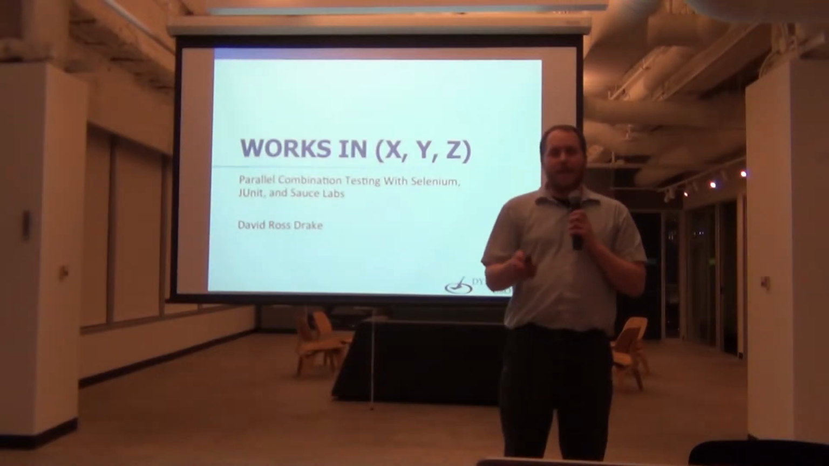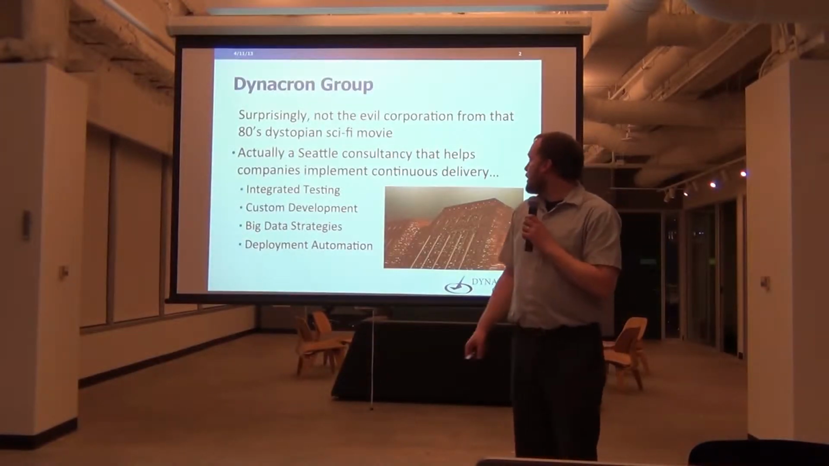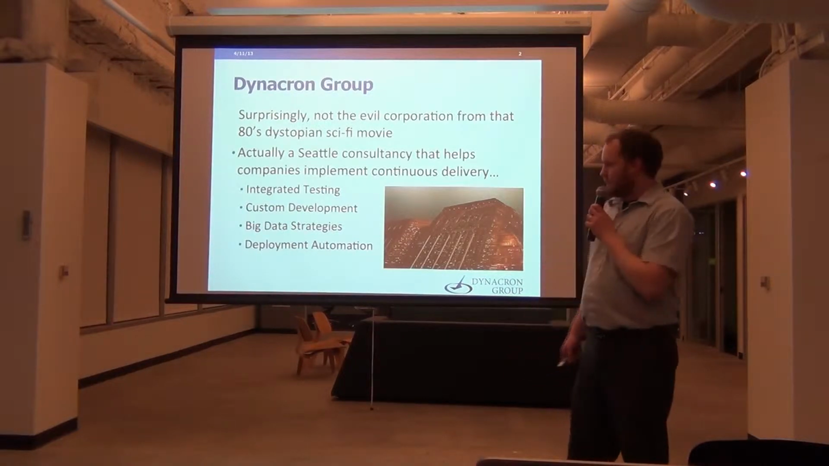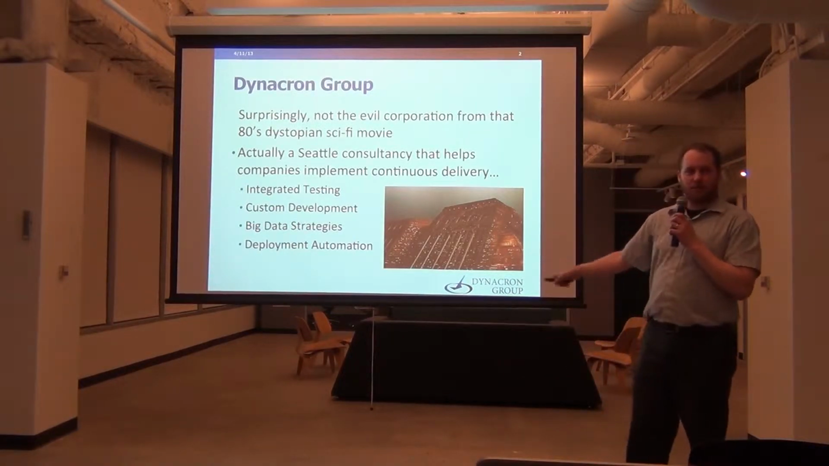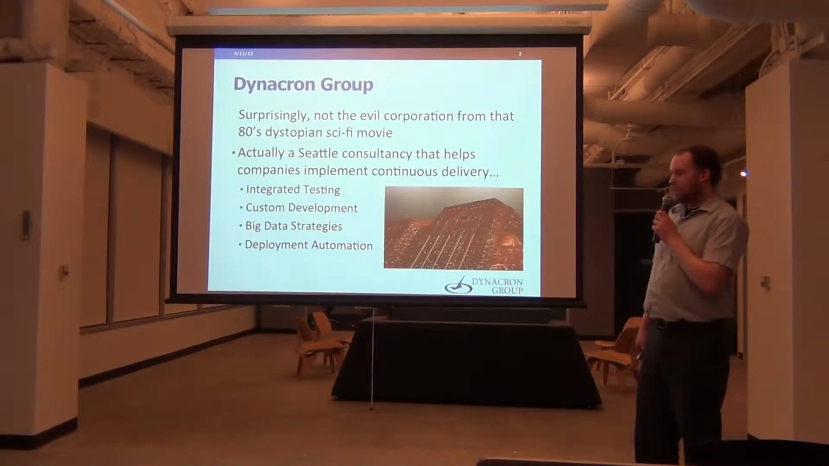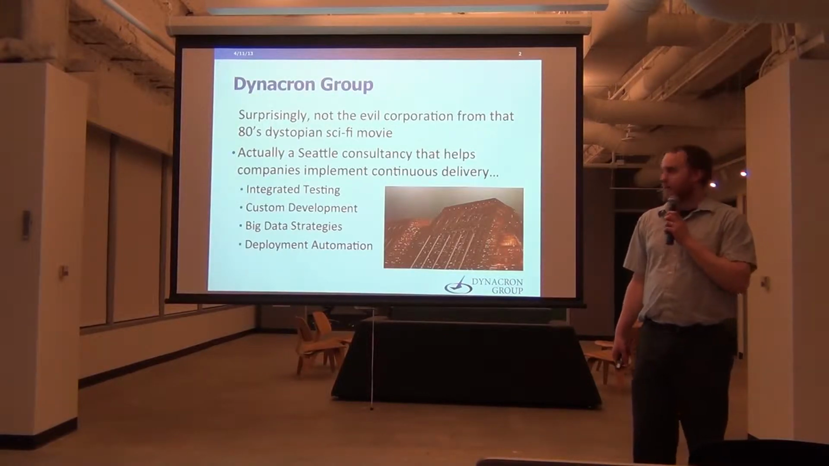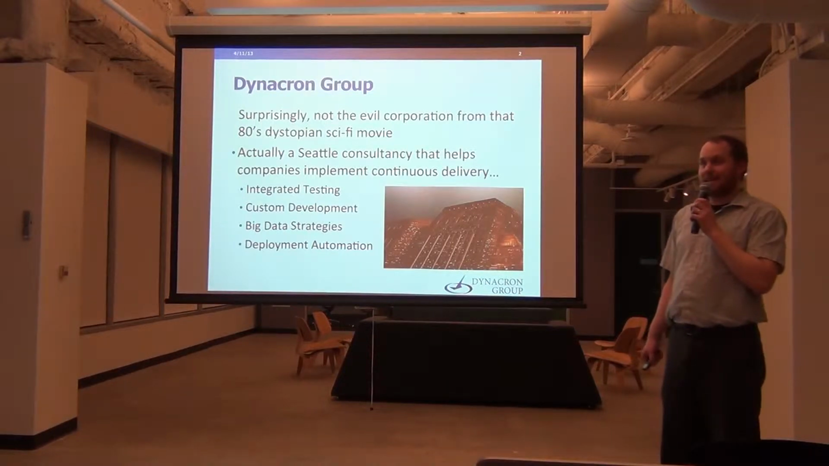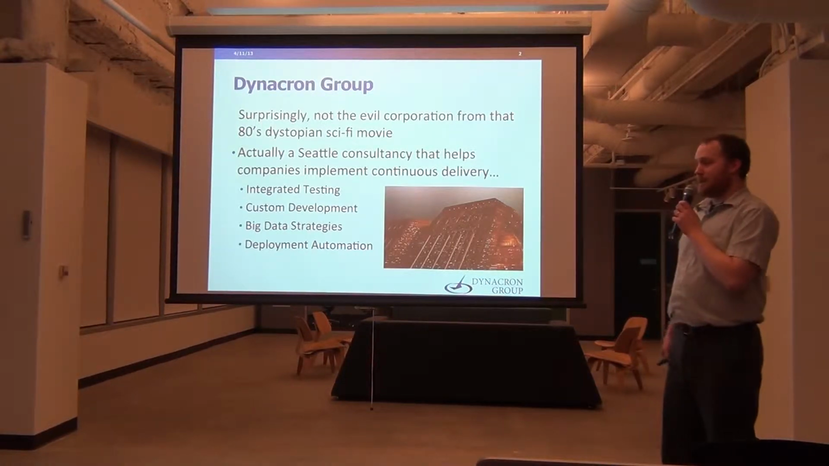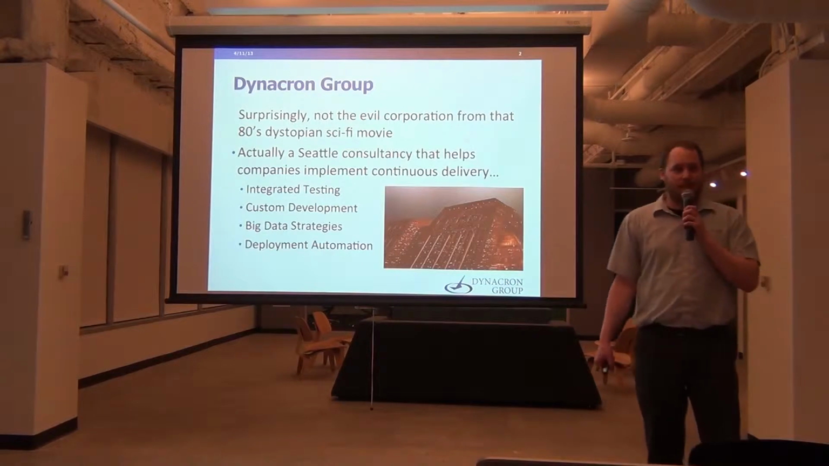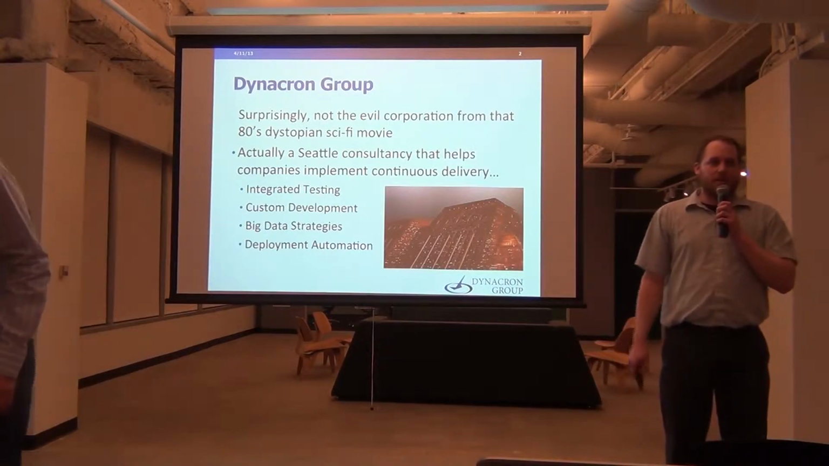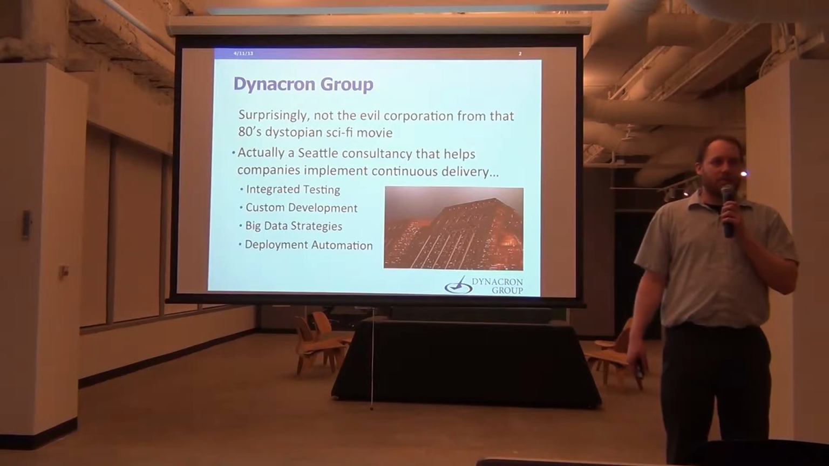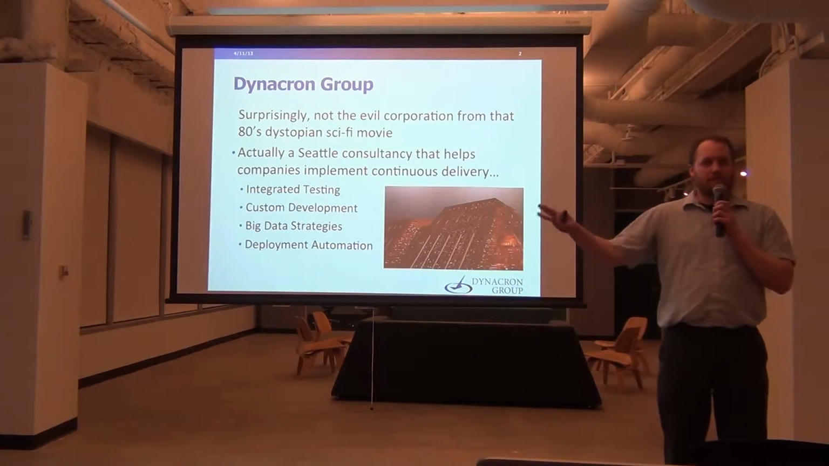And as far as Dynacron Group, we're not an evil corporation from the future, in spite of our name, in spite of the shark logo, too, which is awesome. It's either that or a chronometer of some kind. We're a Seattle consultancy. We help with integrating testing, continuous delivery, big data strategies, deployment automation, that kind of thing. Mostly what we do is we help companies transform their process from old-fashioned style into more of an agile, continuous delivery methodology.